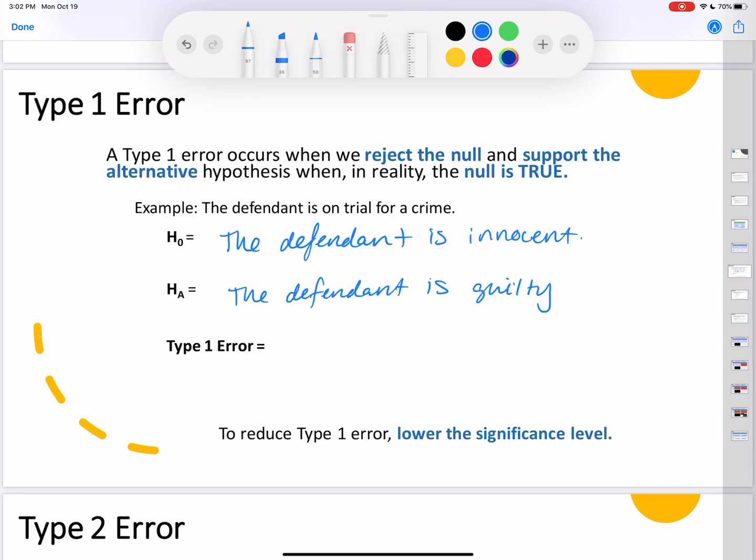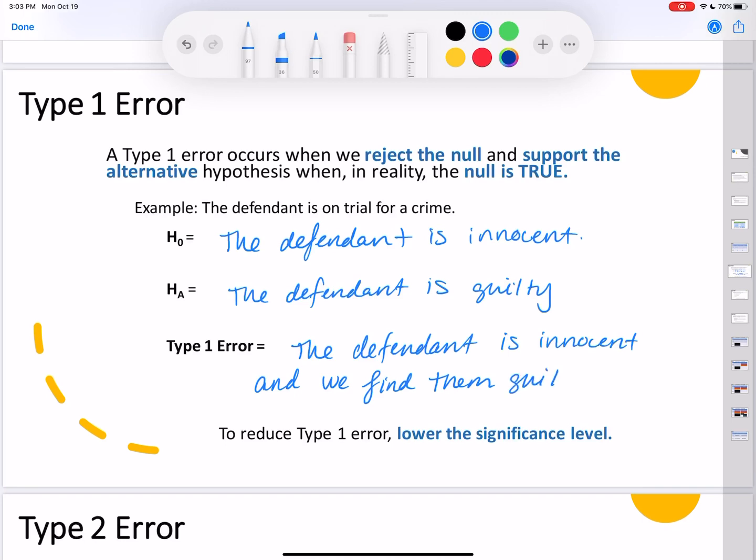For a type 1 error, we reject the null and support the alternative. So we are saying that the defendant is guilty when they are actually innocent. Or the defendant is innocent and we find them guilty. To reduce type 1 error, we lower the significance level. The lower the significance level, the stronger evidence we need to reject the null.